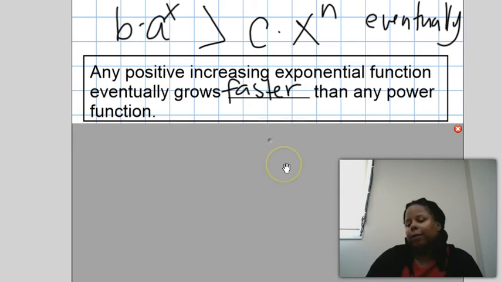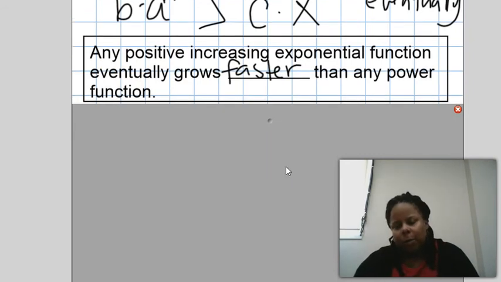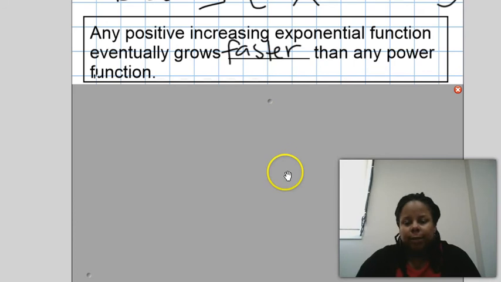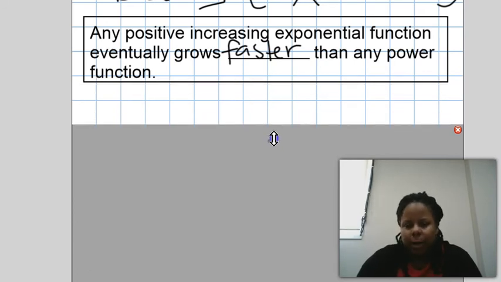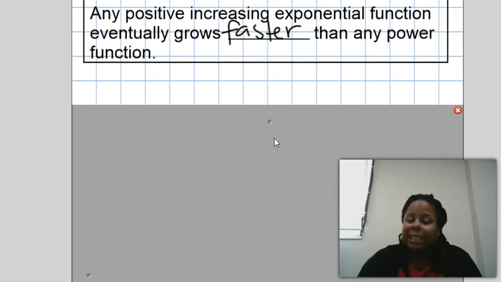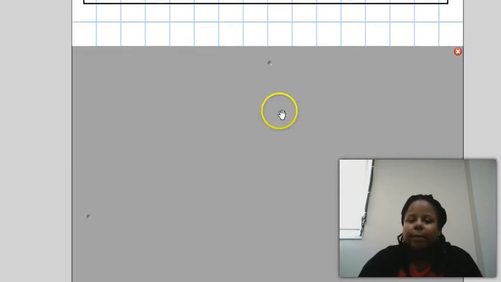than any power function. And I can show you that using the TI Inspire, but we don't always have enough time for that. But if you want to see that, we can do some examples in class. Just let me know.